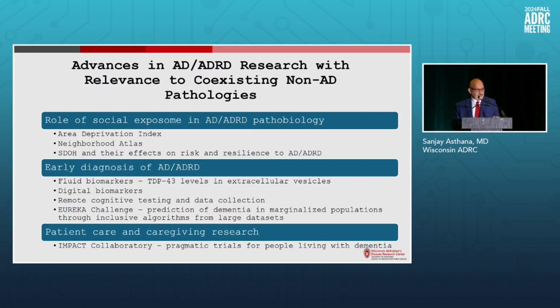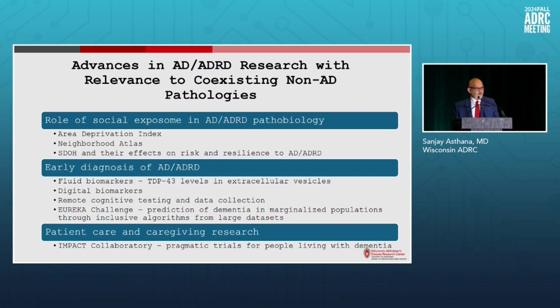It is highly likely that these social determinants of health, which really work upstream in the pathway for AD dementia, are active in non-AD dementias as well. So all that information we have learned can be applied to the other diseases.